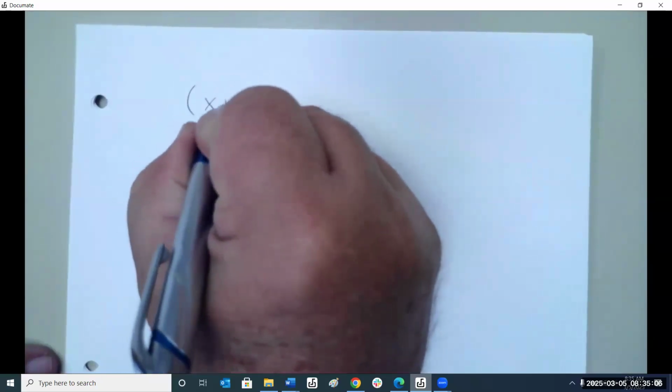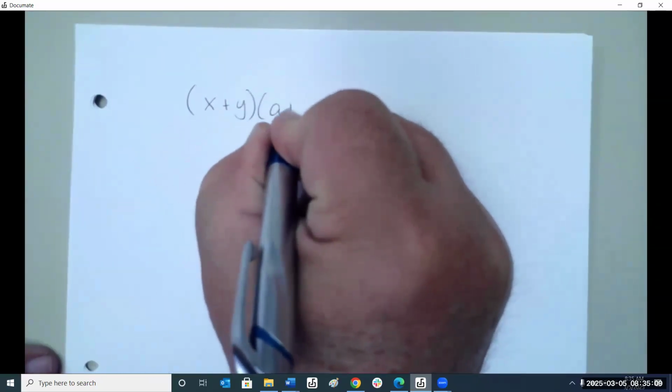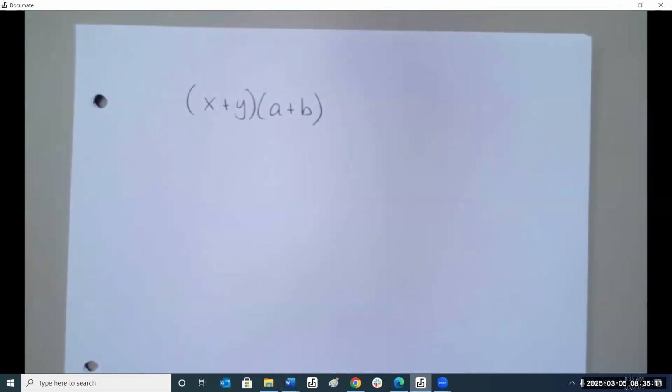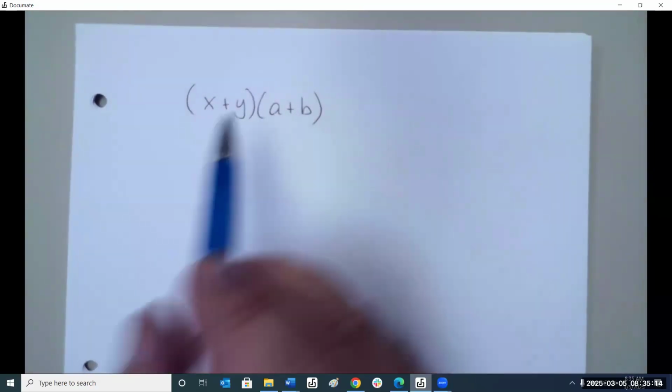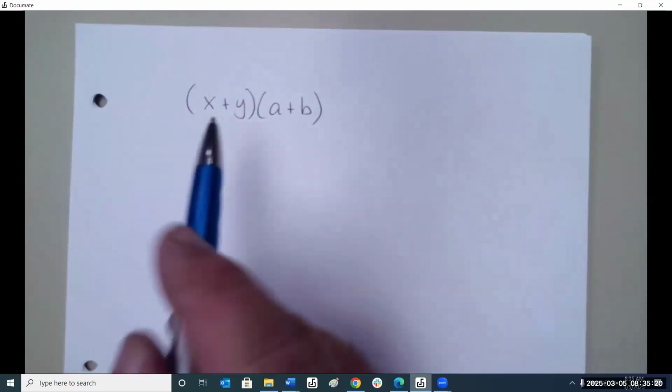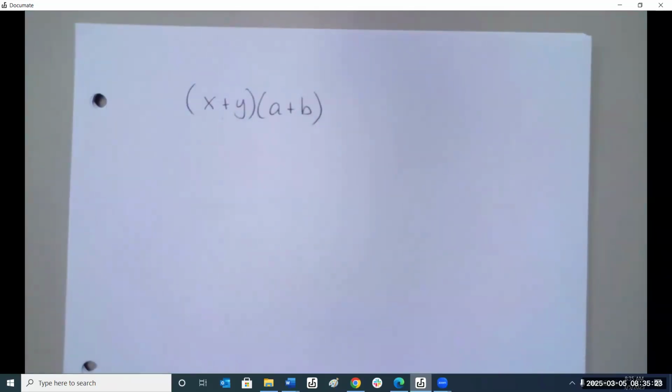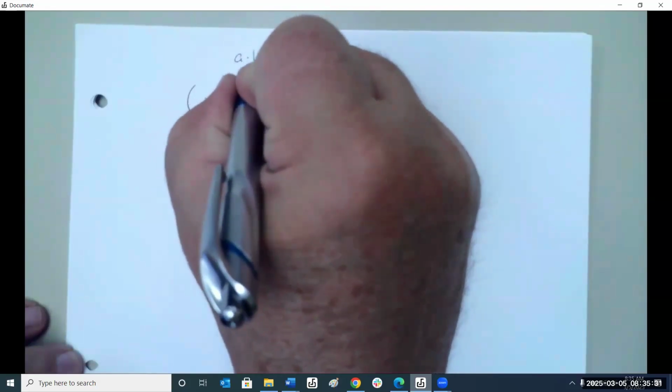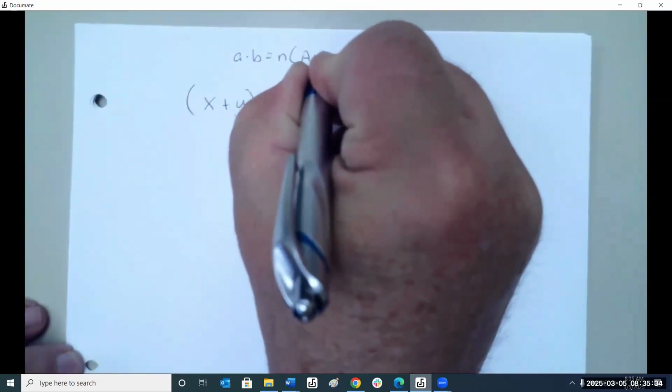If we combine the concepts of Cartesian cross products with the multiplication principle, here we have 2 equations, 2 sets of numbers. We can't combine X and Y. So we have 2 sets of numbers. Remember that earlier thing we had was a dot b equals n(A cross B).